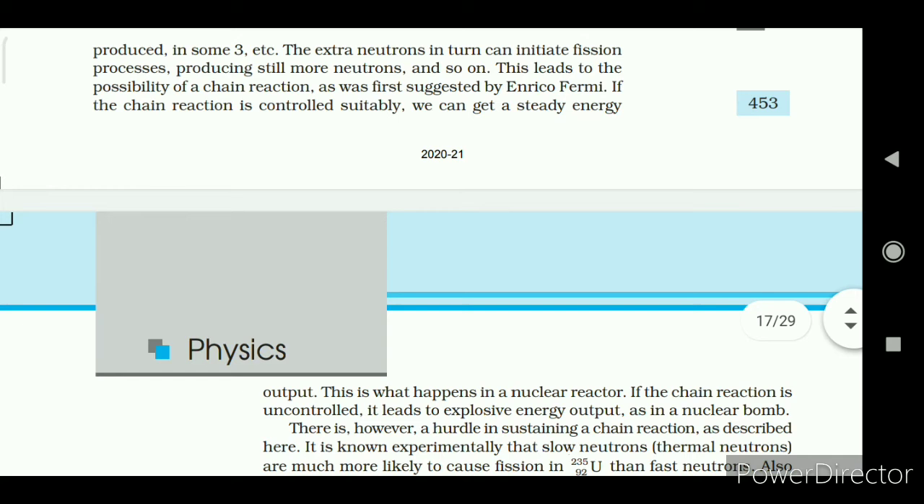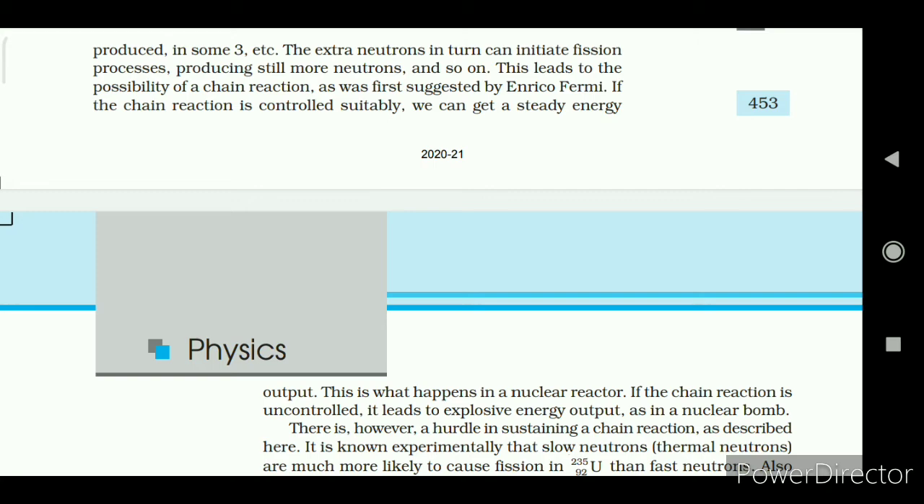13.7.4 Controlled thermonuclear fusion. The natural thermonuclear fusion process in a star is replicated in a thermonuclear fusion device. In controlled fusion reactors, the aim is to generate steady power by heating the nuclear fuel to a temperature in the range of 10^8 Kelvin.